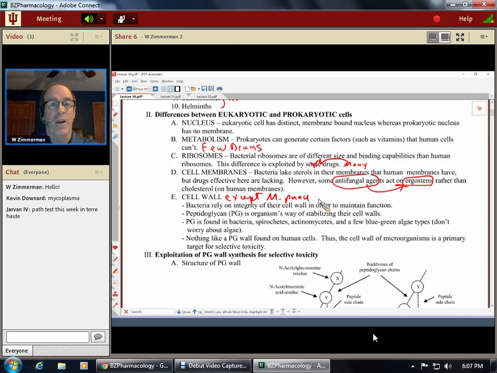So, but when we go through the antibiotics, it gets confusing. There's a lot of them. But keep in mind, there's really just two main classes. There's your ribosome inhibitors, there's your cell wall inhibitors.